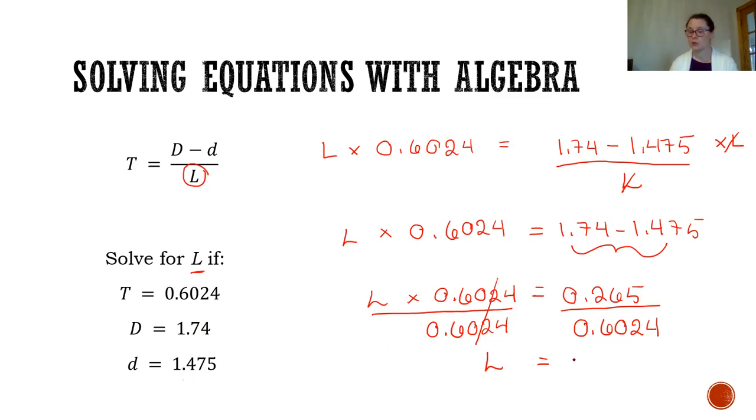So if you solve this one, we'll get L equals 0.4399. That's 4 decimals, and it keeps going. So if we want to round to 3 decimals, this 9 is going to push that 9 up. So we'll have 0.440 to show that we have rounded, which causes that 0 to come in. And that gives us our final solution.